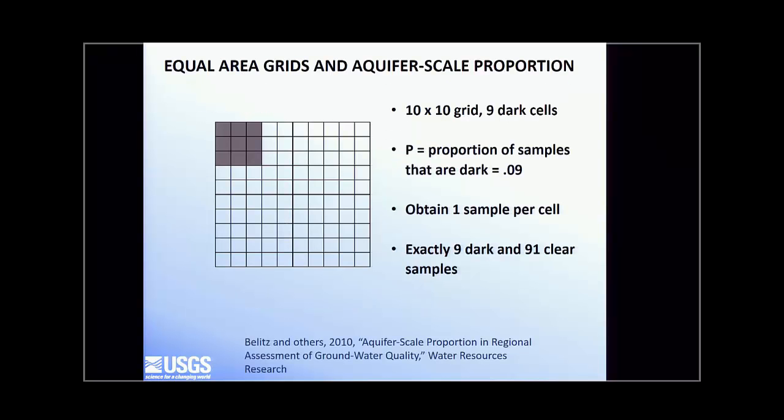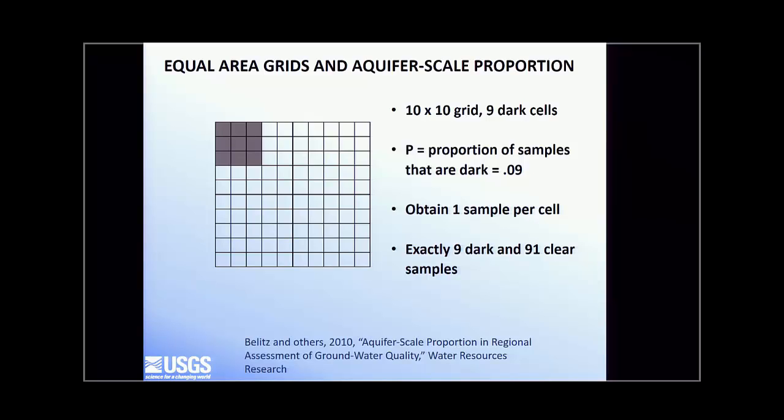I want to introduce this idea of equal area grids. Perhaps this is obvious, perhaps it's subtle. We have a groundwater domain. We can lay down a grid. And we're going to sample across it. We're going to try to infer from our samples what the proportion is of high concentrations.